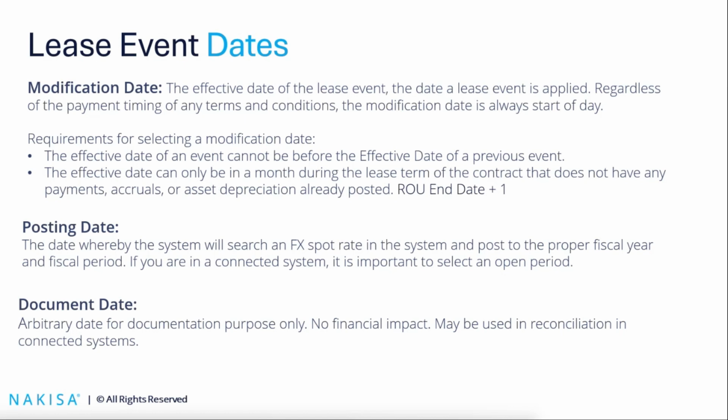The next is the posting date and the document date. When we are completing or activating the event, there's a pop-up requesting a posting date and a document date. With the posting date, the system will search for a foreign exchange spot rate in the system if you have foreign currency activated, and also post to the proper fiscal year and fiscal period. If you're in a connected system, it is important to select a period for posting this modification in an open period.